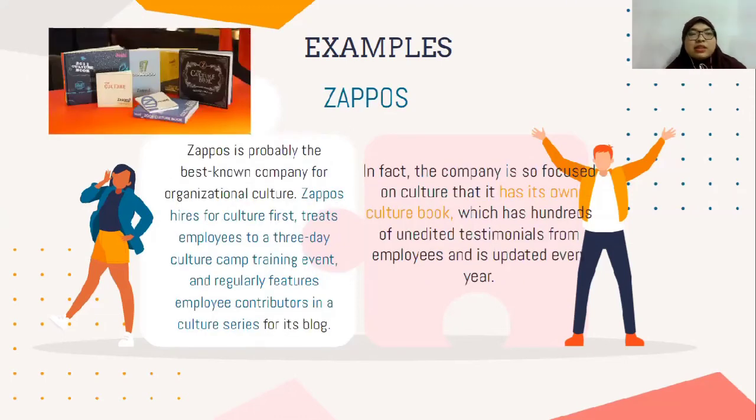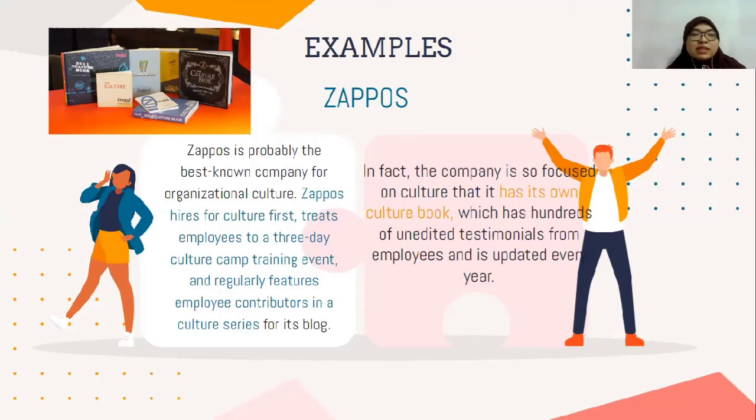So, this particular company, Zappos, is probably the best known company for organizational culture. Zappos hires for culture first. They send the employees to a 3-day culture camp training event, and regularly feature employee contributors in a culture series for its blog. In fact, this particular company is so focused on culture that it has its own culture book, which has hundreds of unedited testimonials from employees, and it is updated every year.